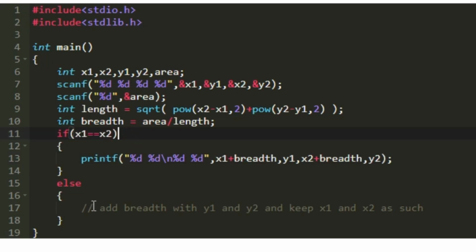Suppose x1 and x2 are not equal, then y1 and y2 will be equal. So in those cases, we have to print our output coordinates as required. We will be just adding the breadth value to y1 and y2 instead of x1 and x2. We will keep x1 and x2 as such and we will add the breadth to y1 and y2. So this is how we will be printing our output coordinates. So this is the logic.